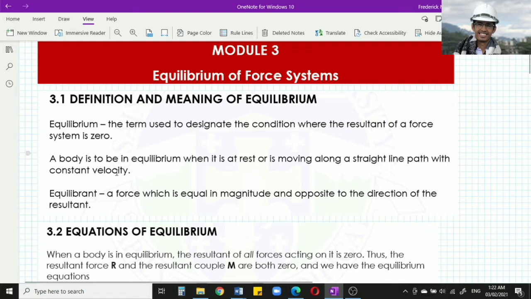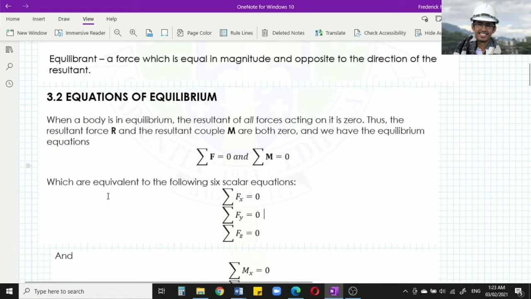So a body is said to be in equilibrium when it is at rest or is moving along a straight line path with constant velocity. So nasa equilibrium daw yung isang bagay or isang body, isang rigid body, kapag ito ay naka-rest or it is moving along a straight line with constant velocity. Equilibriant, a force which is equal in magnitude and opposite to the direction of the resultant. So, meron tayong equations of equilibrium.